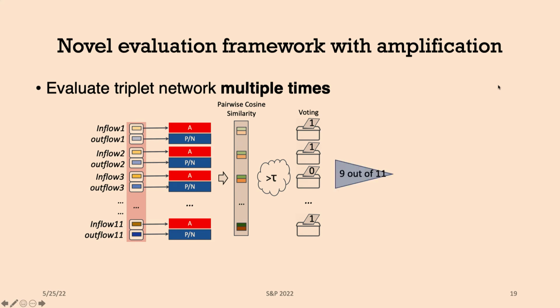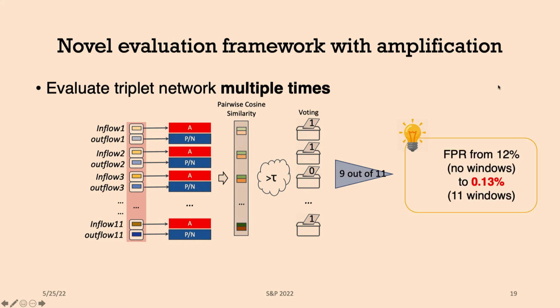We use 9 out of 11 for the final result. So eventually, if the pair gets 9 or more 1 votes, that means the pair is correlated. In this way, our amplification approach substantially reduces the false positive rate from 12% to 0.13%.